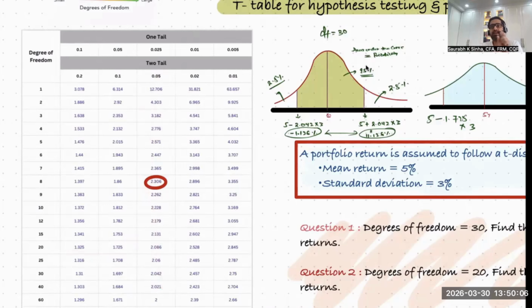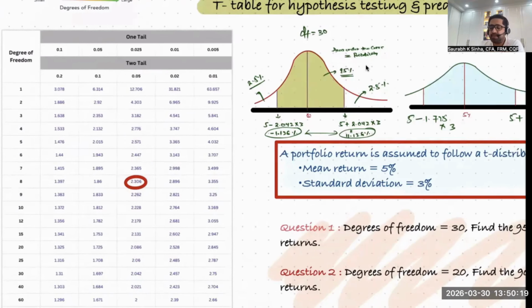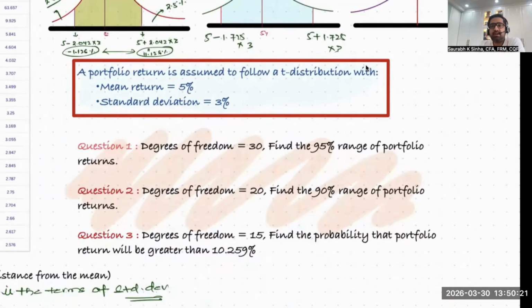So if you calculate the range at 2.086, definitely the range would be wider than what you have calculated at 2.042 in the left and the right direction, right, at 95%. Okay, so we solved the two questions. The last question is slightly different from these two questions.